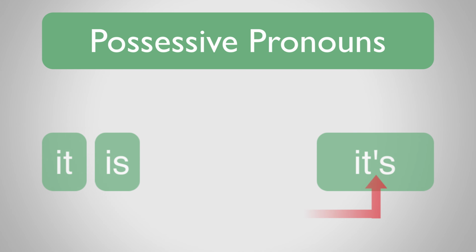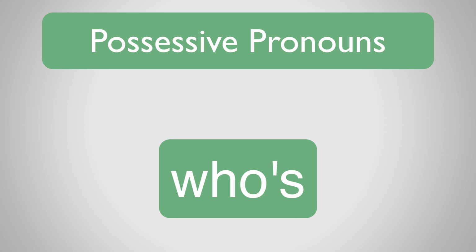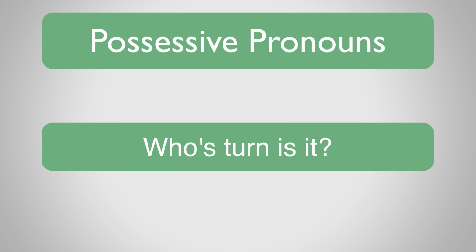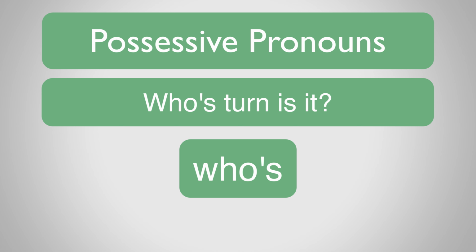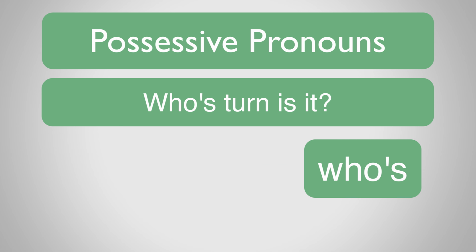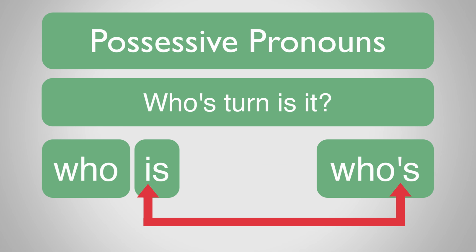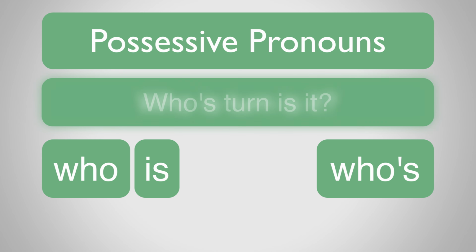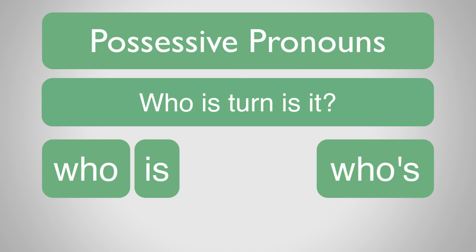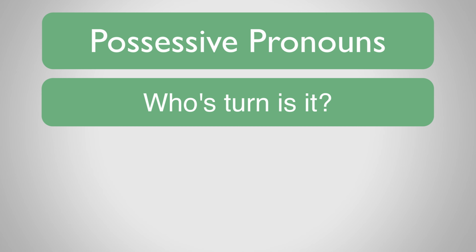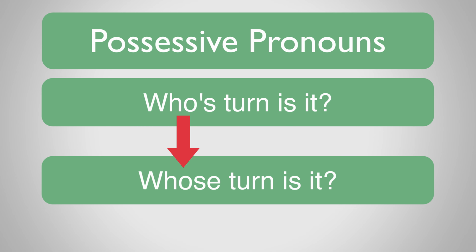A similar common error is to write whose with an apostrophe to show possession. Whose turn is it? In this sentence, we're asking who the turn belongs to, but no apostrophe should be used. We only ever use an apostrophe with whose if we're writing the contracted form of who is. So would this sentence work with who is? Well, let's try. Who is turn is it? Well, clearly not. So to fix this, we don't just remove the apostrophe. We actually have to change the word to whose, spelt like this.